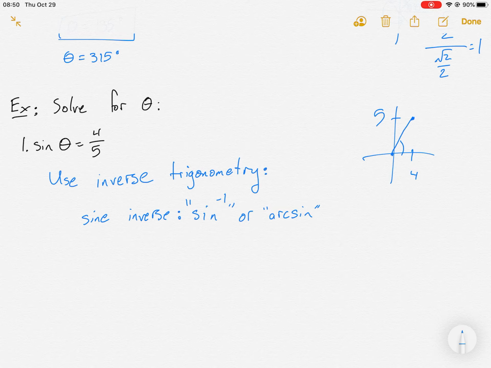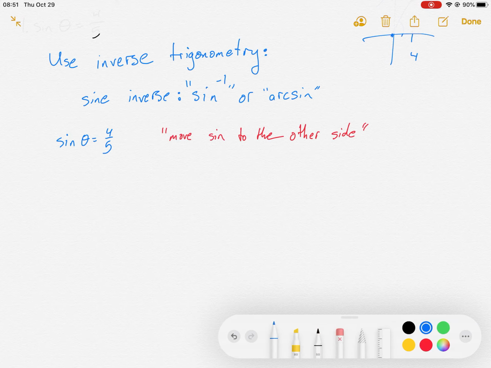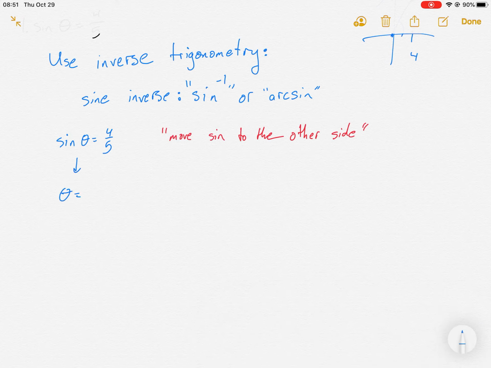And so all that happens is, if we're solving this, sine of theta equals 4/5, we sort of want to move, in a sense, the sine to the other side. But we can't just divide both sides by sine, so what we're going to do is rewrite this as theta equals the inverse function of sine, which just looks like that. Or you could write arcsine of 4/5. And this is not something I know off the top of my head because this isn't on a unit circle. So I would actually have to pull out the calculator.